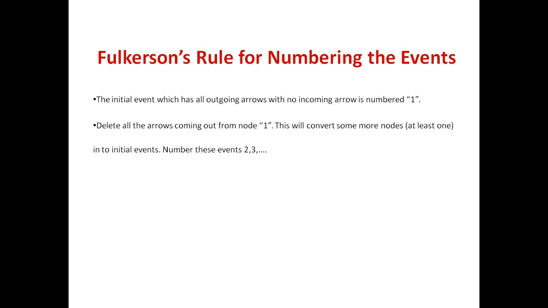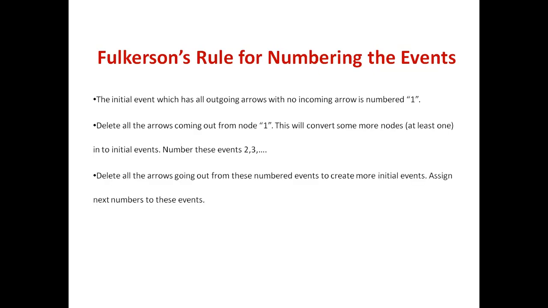Then after giving the numbers to these newly created initial events, the same procedure has to be followed again. That is, delete all the arrows going out from these numbered events, whatever we have numbered 2, 3. From those events, whatever outgoing arrows are there have to be deleted. By deleting the outgoing arrows, more initial events are created. Then again assign the next numbers to these events.